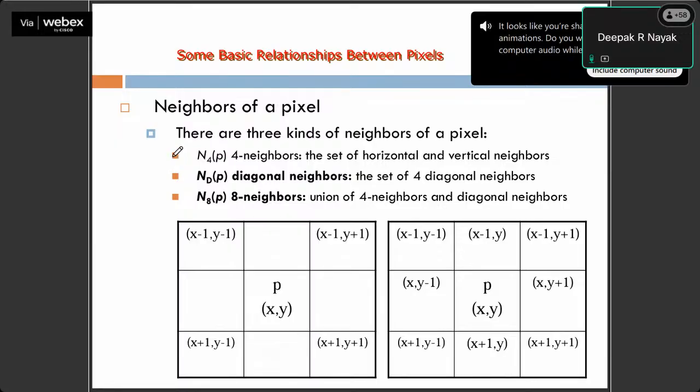One is the 4 neighbor, when we are considering only 4 neighbors.